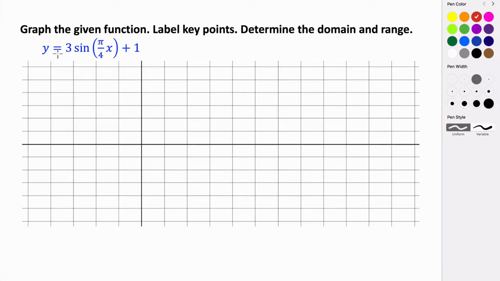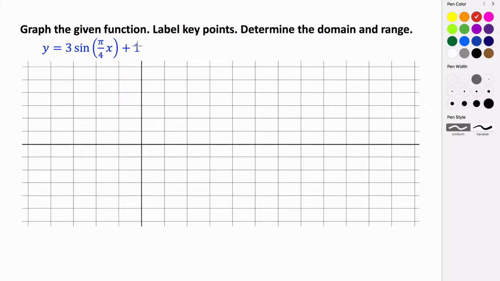In this video, we're going to graph the equation y equals 3 sine pi over 4x plus 1. So there's a lot going on here. We're changing the amplitude of our function, the period's being changed, and also we've changed our midline.